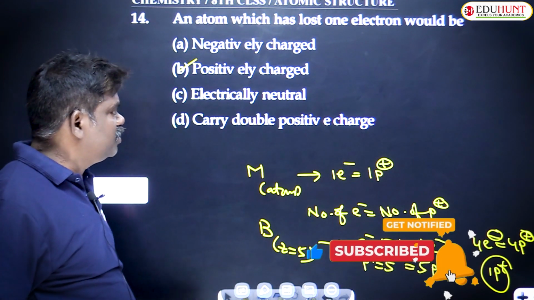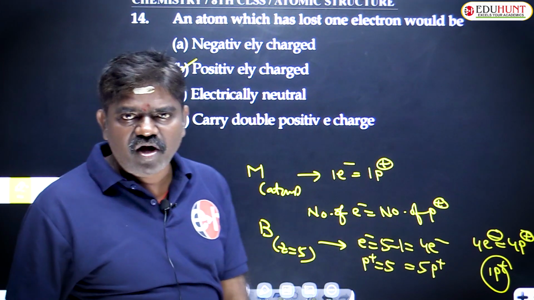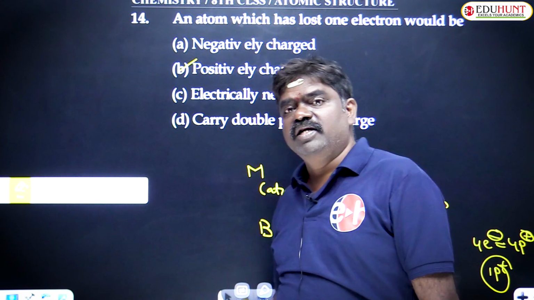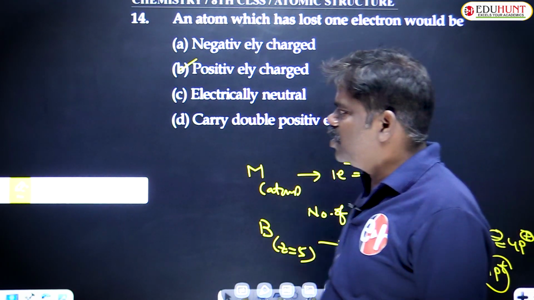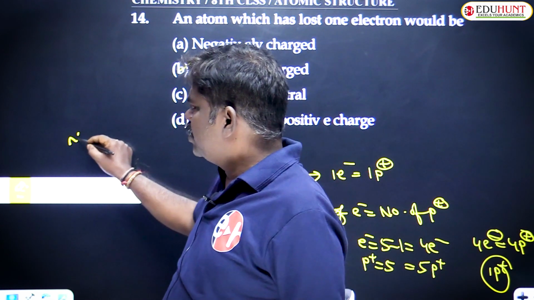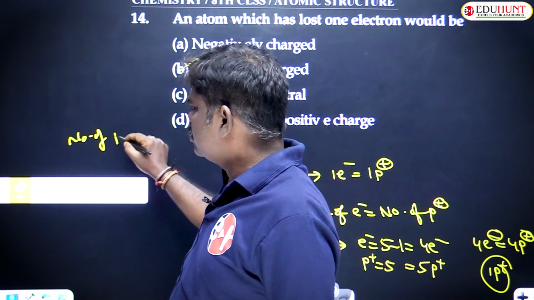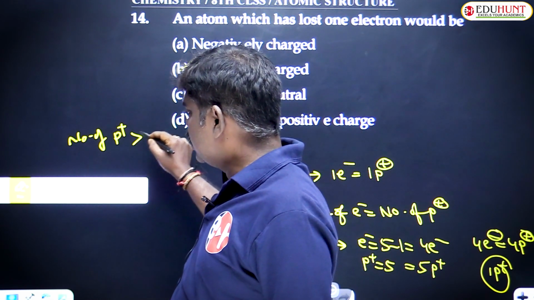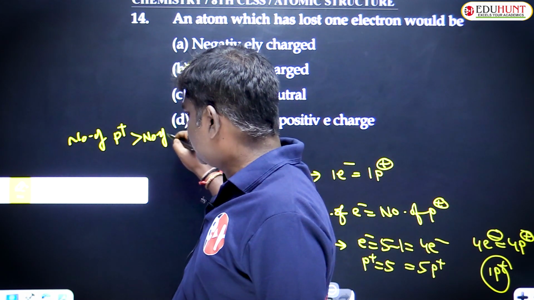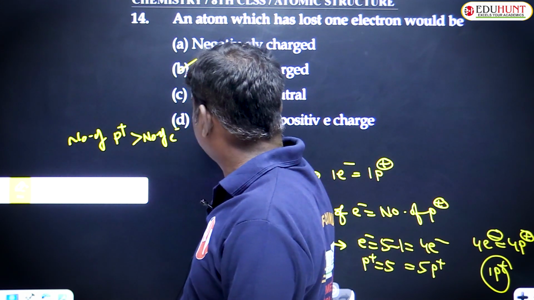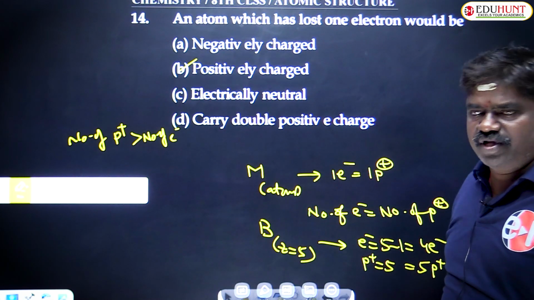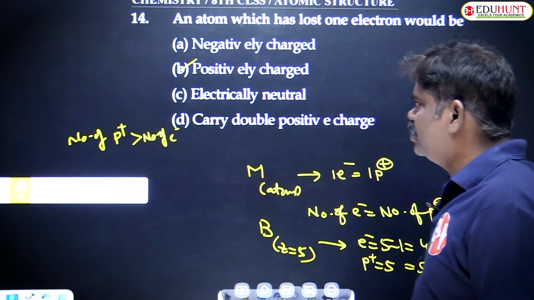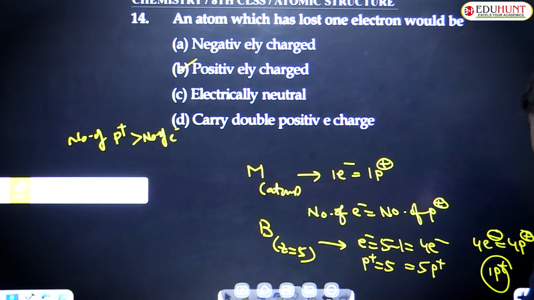See, why positively charged? If any atom loses electrons, it exhibits a positive charge, because in the case of lost electrons, the number of positively charged particles, protons, is greater than the number of electrons. So the positive charge is more, and a positively charged cation is formed. This is the answer. So the answer is positively charged cation.